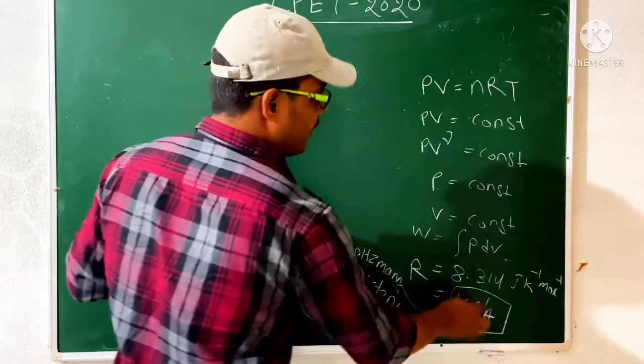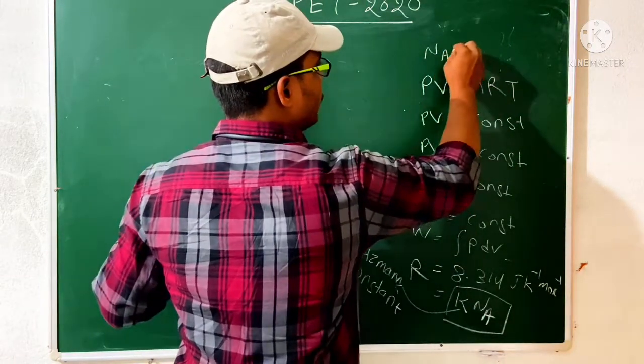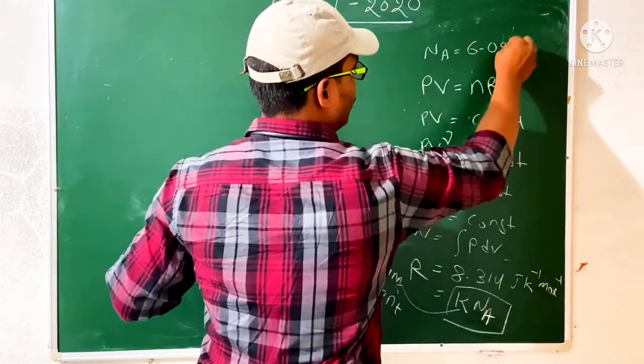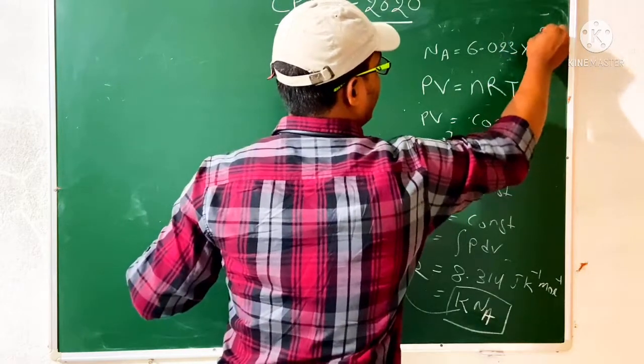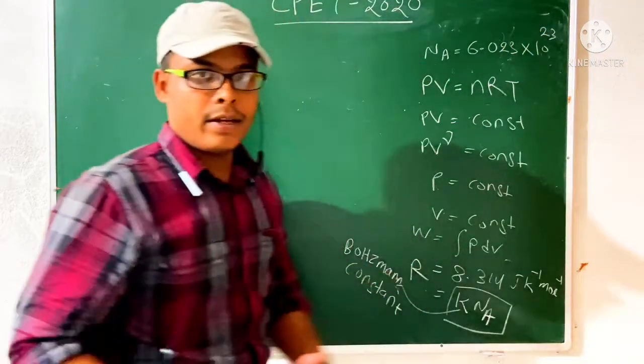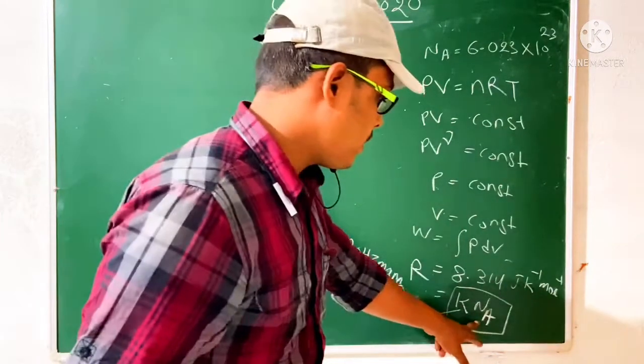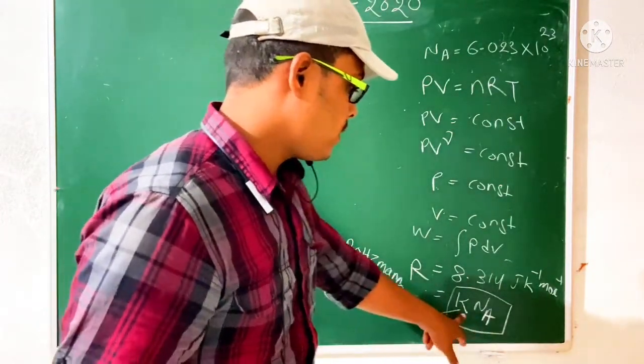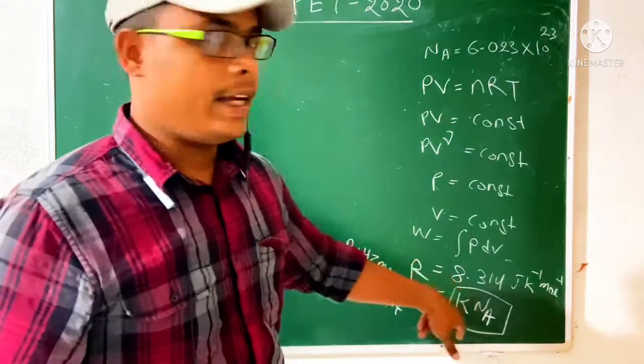Remember, what is Na? Na is Avogadro's number, that is 6.023 × 10^23. So Na is a number, and k is the Boltzmann constant. So k will be R by Na.